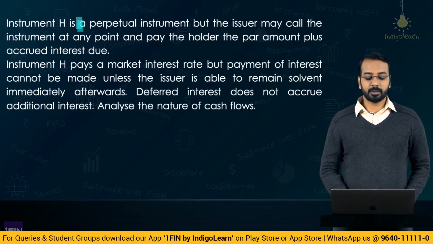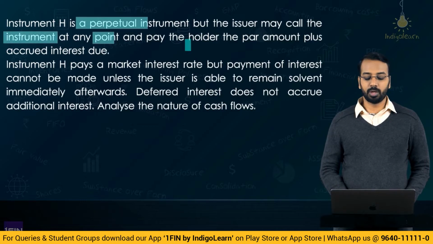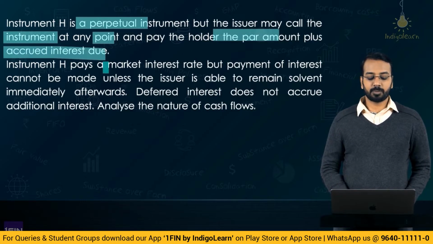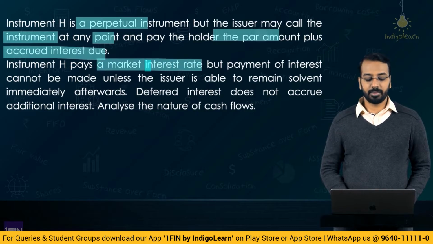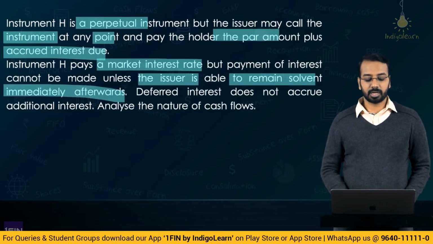Then instrument H is a perpetual instrument, but the issuer may call the instrument at any point and pay the holder the par amount plus accrued interest due. Instrument H pays a market interest rate, but the payment of interest cannot be made unless the issuer is able to remain solvent immediately afterwards. Deferred interest does not accrue additional interest. Analyze the nature of cash flow.